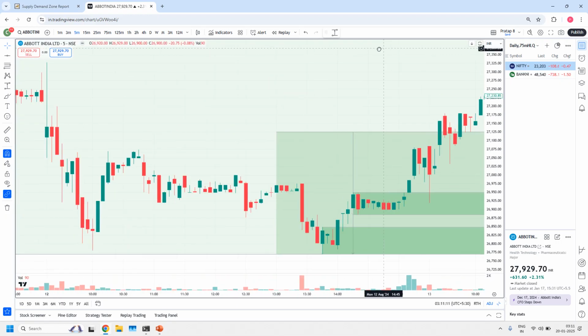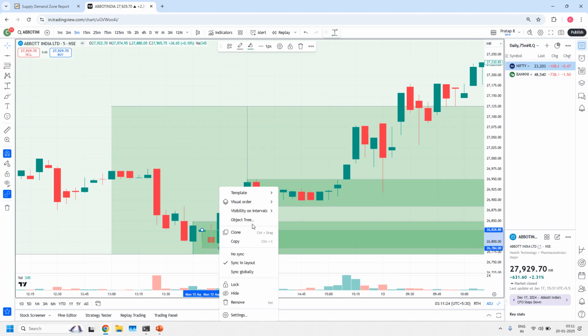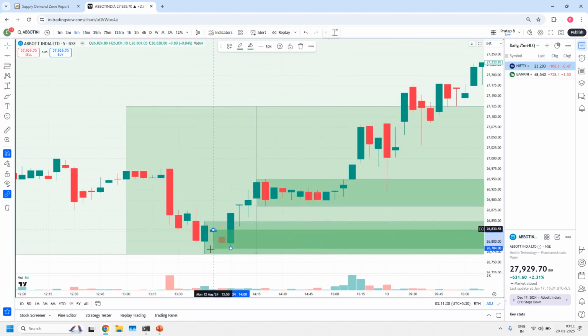Are there any proper 5 minutes zones? Yes. So this is a rally candle, two base candles and a rally candle. Now you can draw a fine-tuned 5-minute zone. This is a fresh zone. How can we say fresh? Because prices haven't entered into this 15-minute zone so far. So that way this 5-minute zone is a fine-tuned zone.